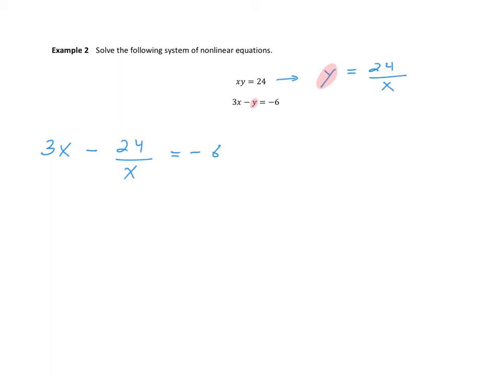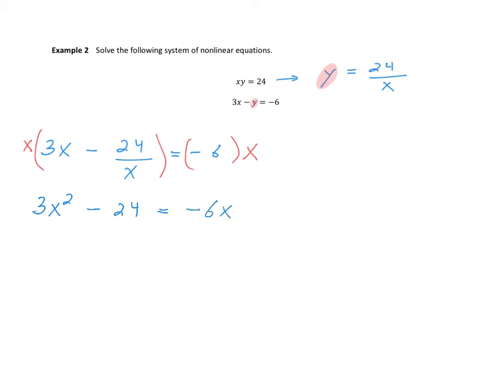Okay, how can we solve this equation for x? I don't like this fraction. I want to get rid of it. And the way I'll do that is by multiplying both sides of my equation by x. The reason is that when you distribute this x to this fraction, you'll have an x in the numerator and one in the denominator, and they will cancel. So x times 3x gives us 3x squared, minus, well, x times 24 over x is just 24. And on the other side of my equation, I just have negative 6x.